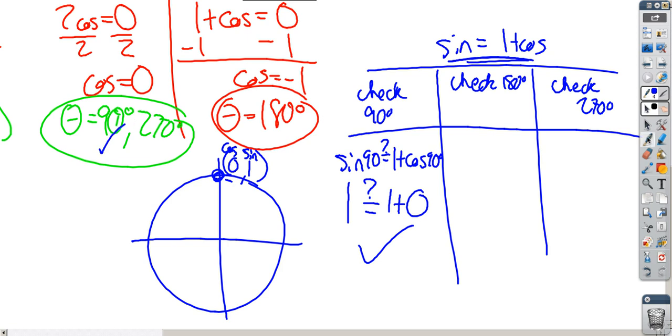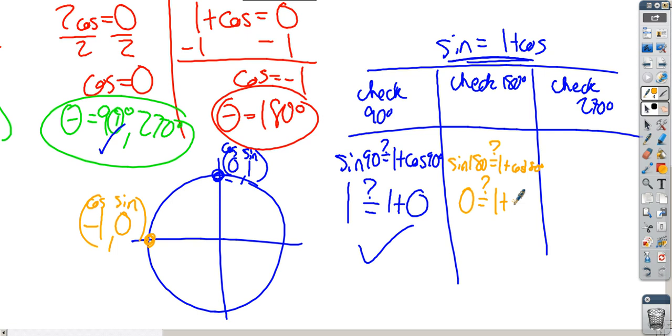We'll keep that one. Then we have to go to 180. Does sine 180 equal 1 plus cosine 180? Sorry for the mess there, running out of space, but here's 180, and the cosine is -1 there, and the sine is 0 right there, because cosine is the x and sine is the y. So the sine of 180 is 0. Does that equal 1 plus cosine of 180, which is -1? That is true: 0 equals 1 plus -1. So we're going to keep the 180 as well. We have 2 solutions that work for us.